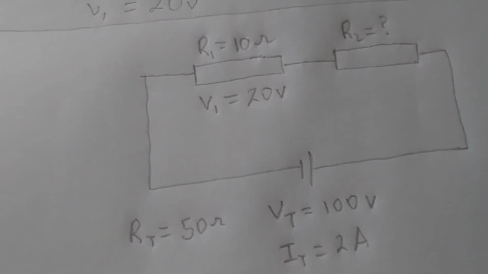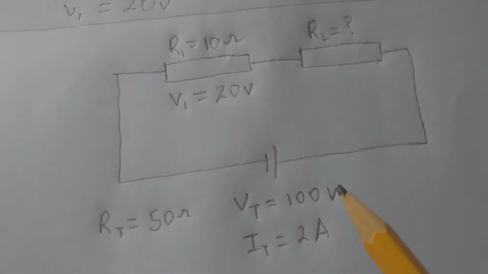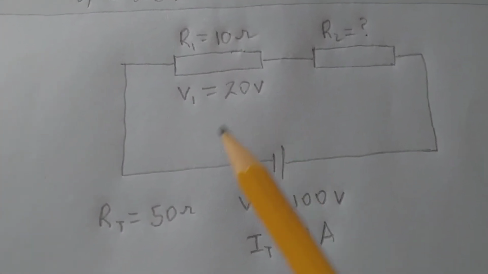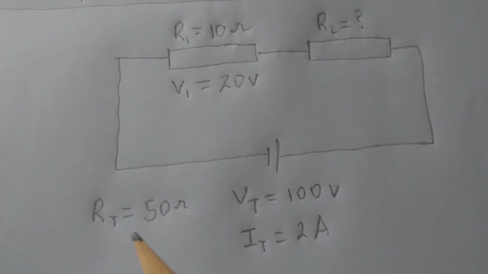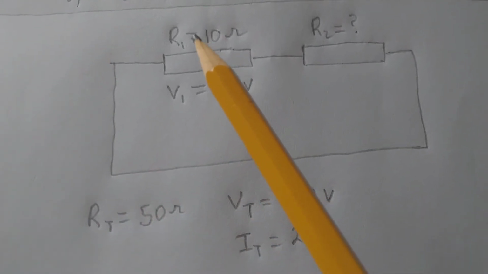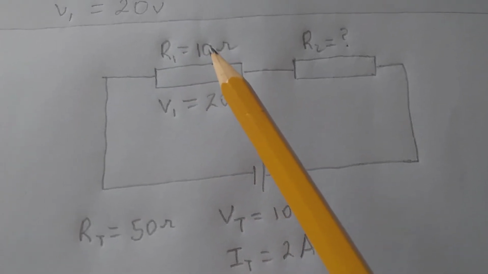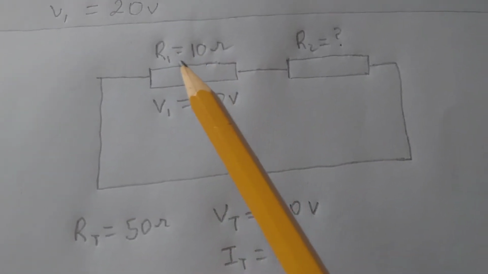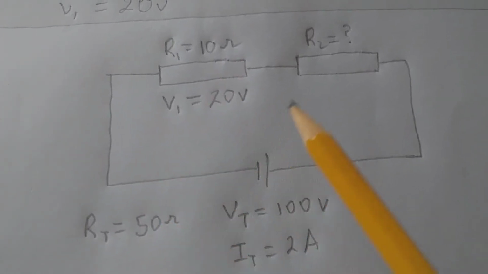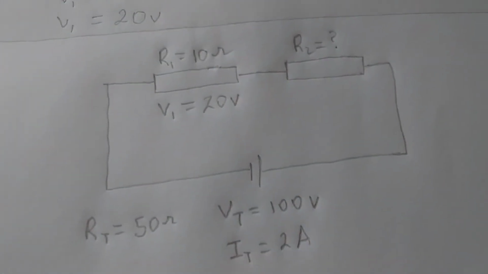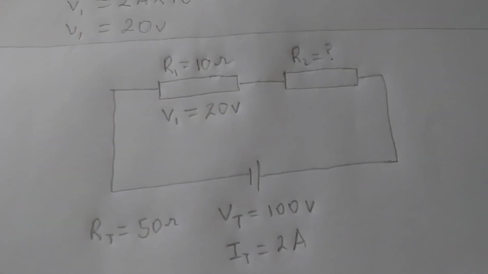R2 in two ways. So the first way that we're going to use is, remember in previous videos we say if we have the total resistance and we have the resistance across one of the resistors, we can take away this resistor 1 from the total to give us resistor 2. So we're going to use that as the first method to find the resistor of R2.